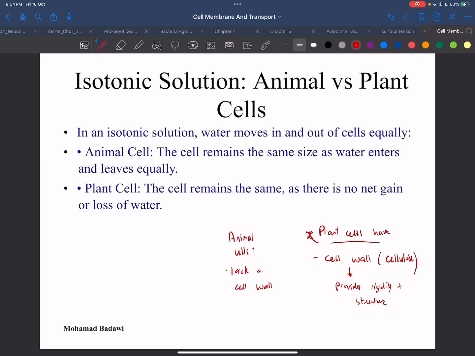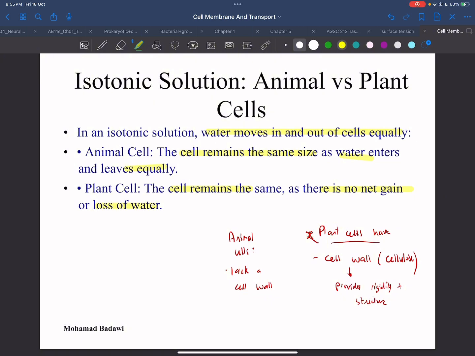Okay, so now let's look at what happens in an isotonic solution. We said in an isotonic solution, water moves in and out of the cells equally, so the net result is zero. So if I place an animal cell, nothing is going to happen. The cell will remain the same size as water enters and leaves equally. The same thing if I put a plant cell, it will remain the same because there's no net gain or loss of water.